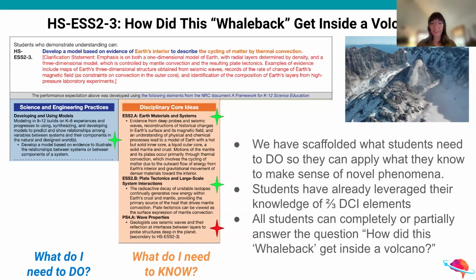It also gives us a chance to formatively assess: are all the parts there that need to be there? So that's pretty neat as well. And lastly, every student in your class, after doing this thinking routine a few times, should be able to at least partially answer the question of how the whalebat gets inside the volcano, even if they can't come up with a fully mechanistic model. We've given them a place to start and a place to end where they can still be successful. And I'm going to kick it back over to Brendan to close us off.